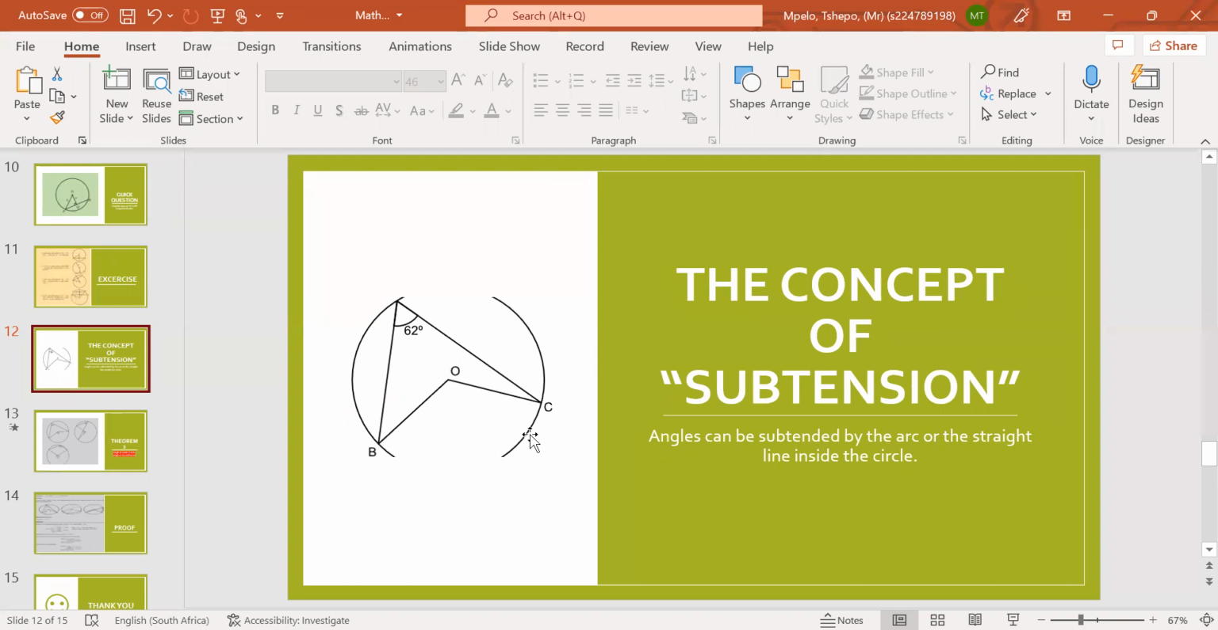Are you able to see that for real? I can see it. Yeah, in that way BC subtends angle O.